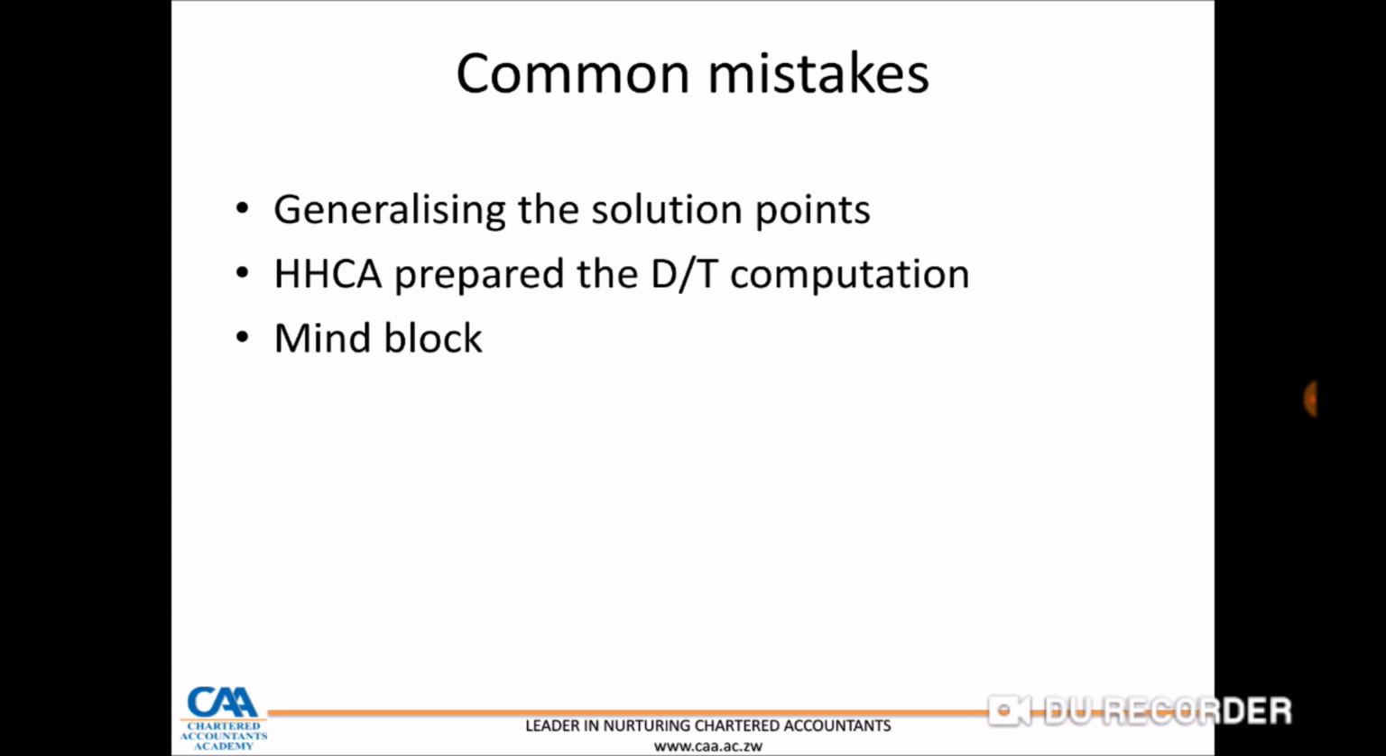What common mistakes were found? Students were generalizing solution points. You were told that Harry Hippo Chartered Accountants preferred the deferred tax computation. There was a temptation to interpret that incorrectly, to say if they prepared the deferred tax computation, then it is correct. Other students were faced with a mind block. But what are we saying?